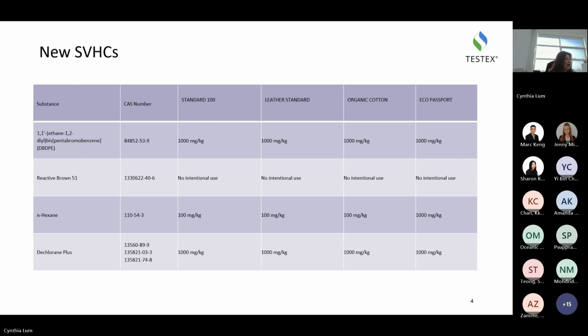So if you look at the screen, these are the new substances of very high concern, and there are no test methods required. They are included in current parameters that are tested. However, for the colorant reactive brown 51, it will be added as a question to the application form, which is similar to the current query about navy blue in the application form.